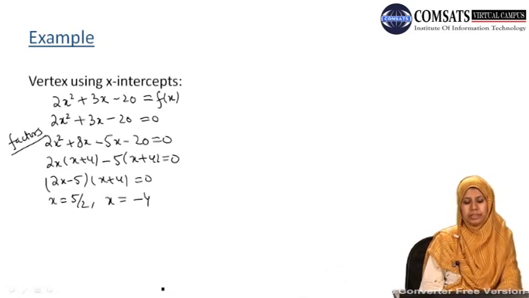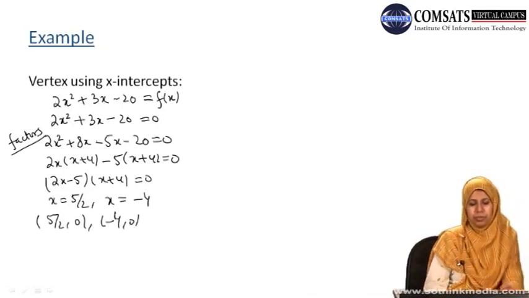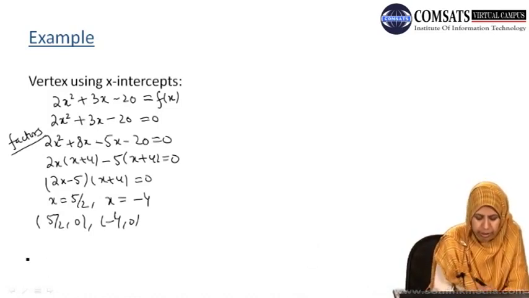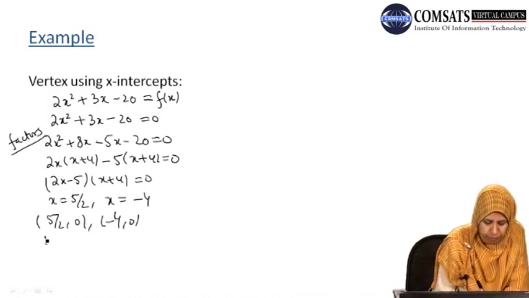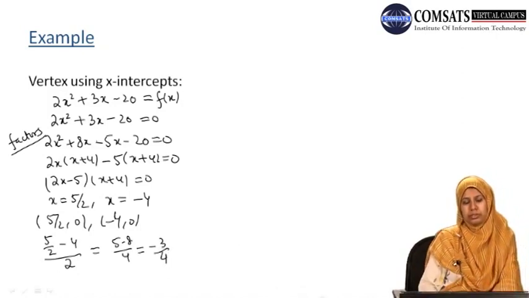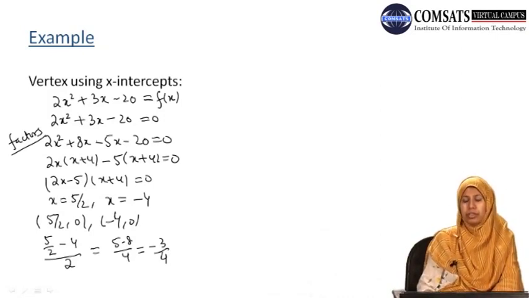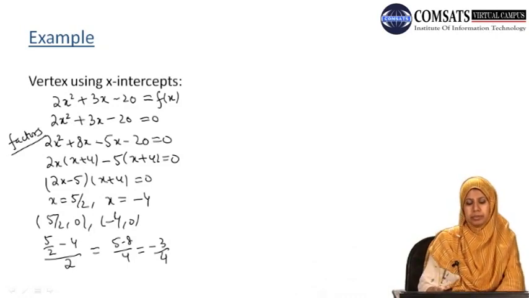Now we have two x-intercepts, namely 5 by 2, 0 and minus 4, 0. And with the help of these x-intercepts, we can find the x-coordinate of the vertex, that is by taking the average of these 2 points, which is 5 by 2 minus 4 divided by 2, that is 5 minus 8 divided by 4, which is minus 3 by 4. So we can find the x-coordinate of the vertex either by using the formula, or if we know the intercepts, by using the intercepts.